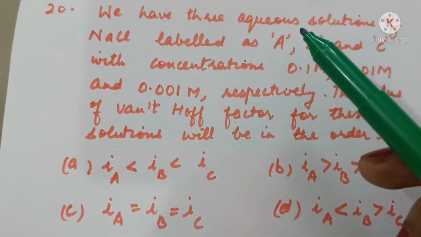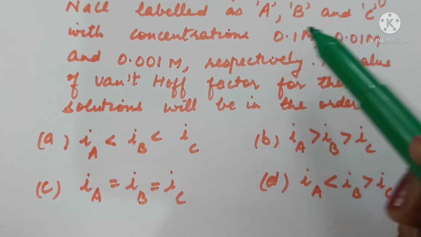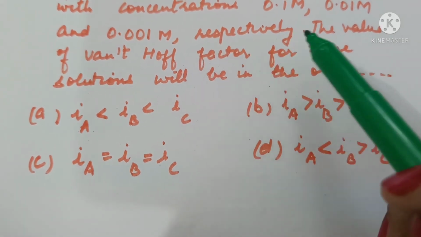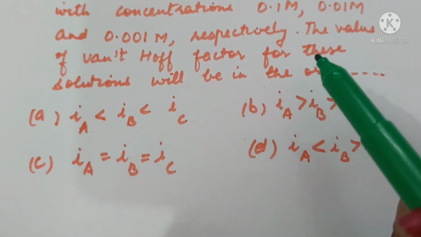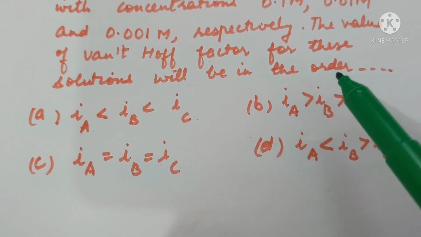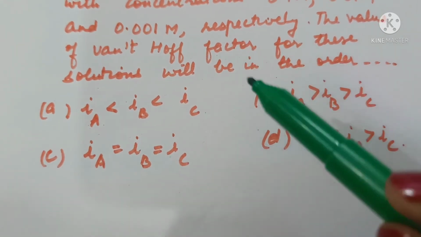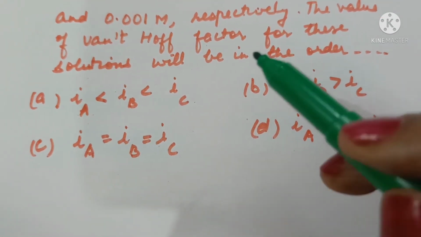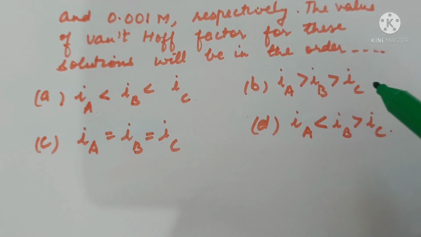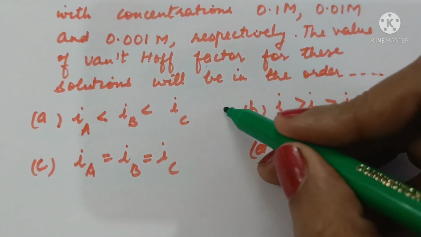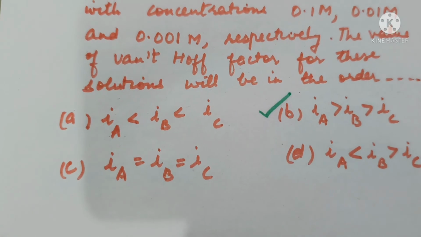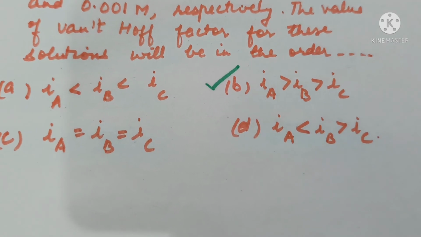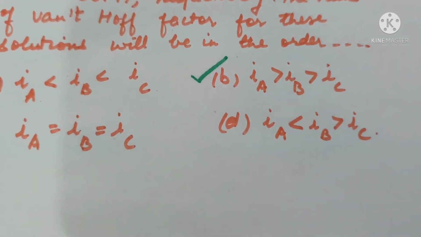We have 3 aqueous solutions of NaCl labeled as A, B, C with concentration 0.1, 0.01 and 0.001 molar respectively. Value of Van 't Hoff factor for these solutions will be in the order: Van 't Hoff factor for A will be greater than that for B, than that for C, because concentration is greater for A. It is a measurement of total number of ions present in the solution. Greater the concentration, greater will be the Van 't Hoff factor.